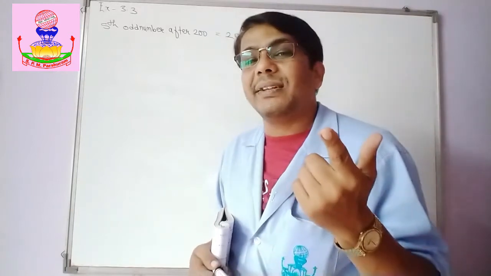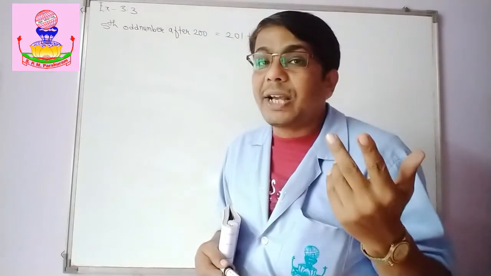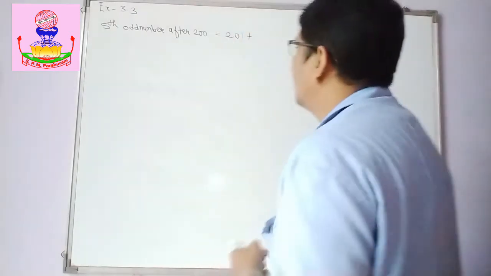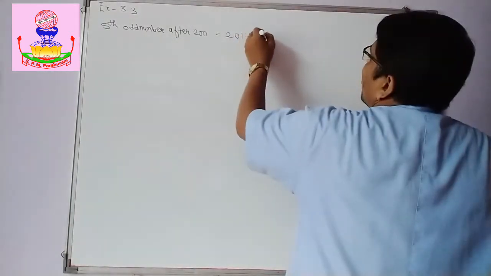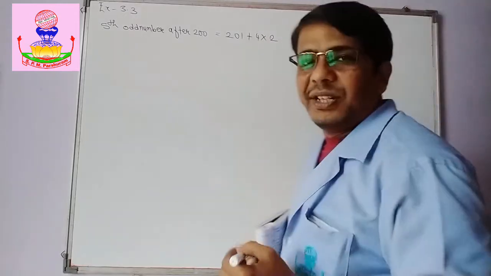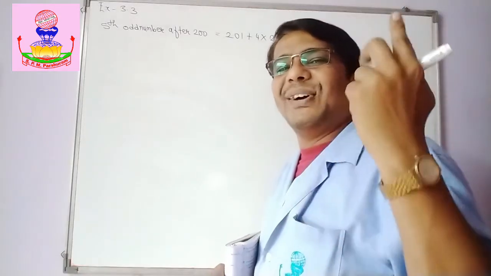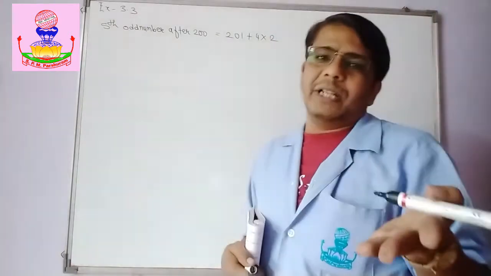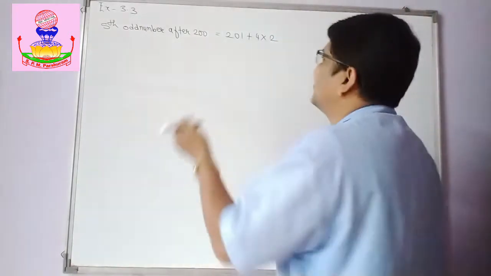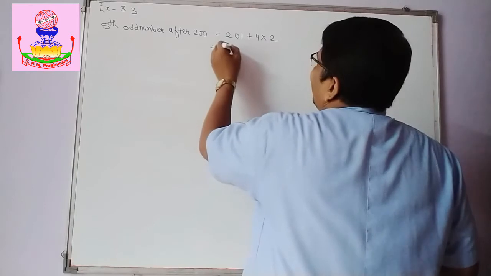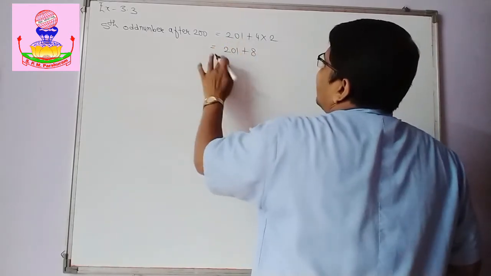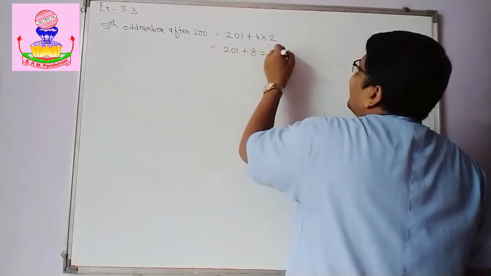So this is the first odd number after 200. How many more I have to find? 4. Right? So what to do? 4 into 2. Why 2? Difference between the two odd numbers is always 2. And how many such I have to find? 4. So multiply 4 into 2. So 4 2s are. Yes, how many? 8. And 201 plus 8 is how much?